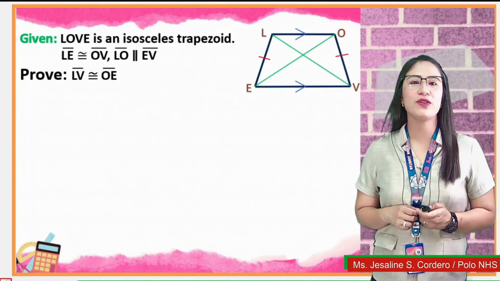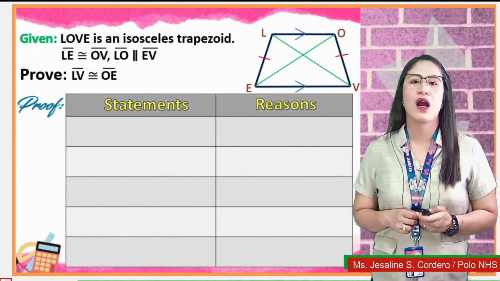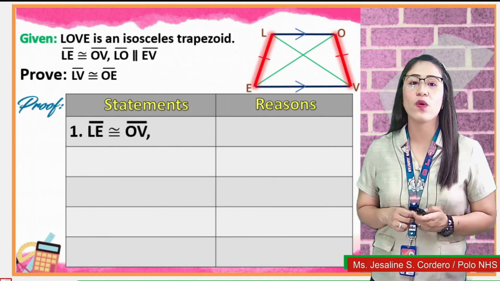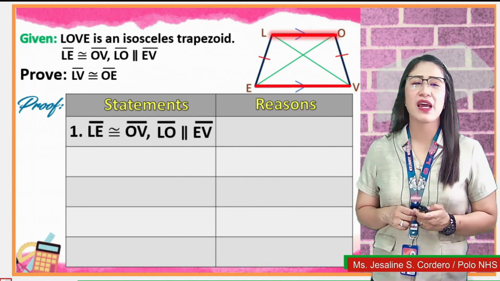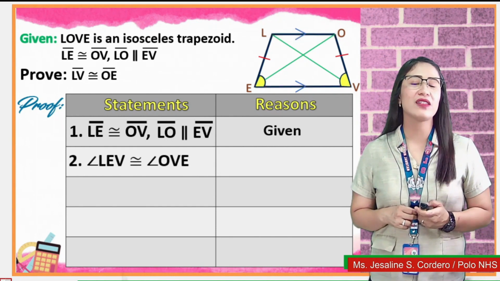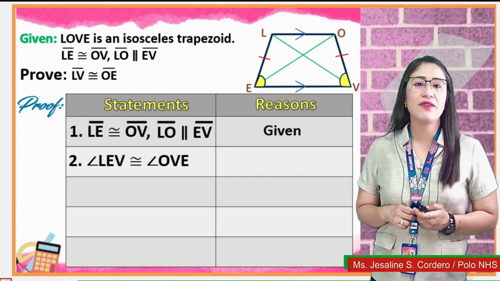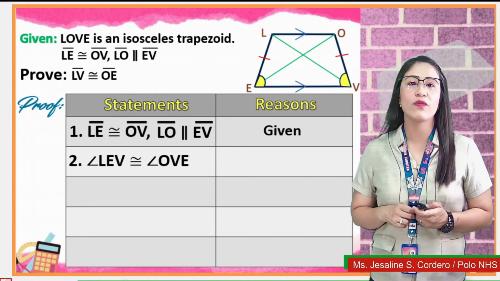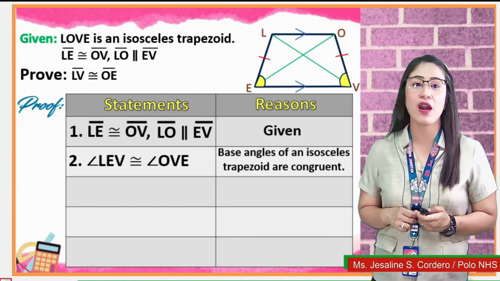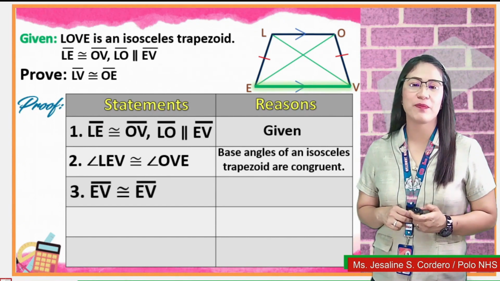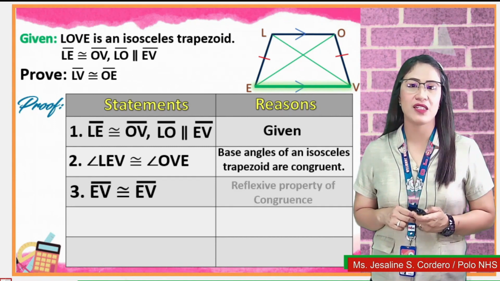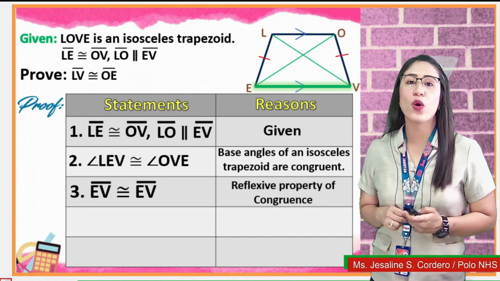To prove it, we will use again the two-column rule. Our first statement is segment LE is congruent to segment OB, and segment LO is parallel to segment EB, because it is given. Second statement, angle LEB is congruent to angle OVE. Why? Base angles of an isosceles trapezoid are congruent. Third statement, segment EB is congruent to segment EB. The reason is the reflexive property of congruence.